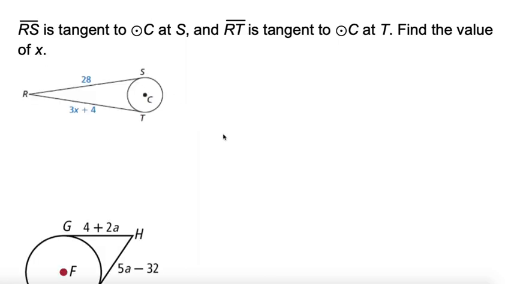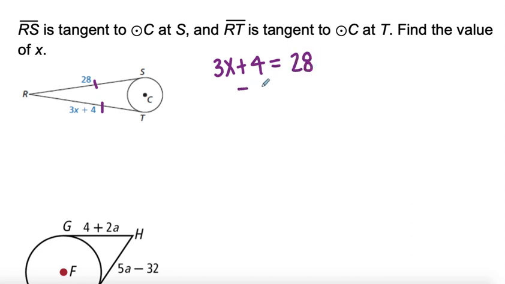So this first one says that RS is tangent to circle C at S, and RT is tangent to circle C at T. I want to find the value of x. Well, this is going to be using that first property I talked about, that tangents are congruent to one another. So that means that RS is congruent to RT. So to find the value of x, all I'm going to do is set 3x plus 4 equal to 28.